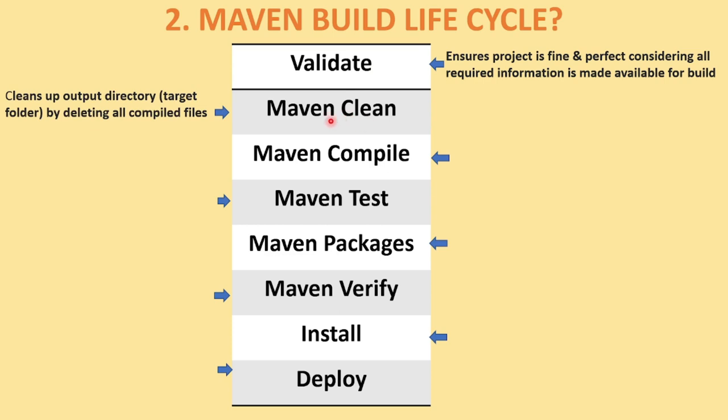Then is Maven clean. It cleans up the output directory or target folder by deleting all the previously compiled files. Suppose inside your software you have previously executed many projects. You can clean those projects or compiled files using the Maven clean option. Then your target directory will be cleaned and your project will be successfully executed after that.